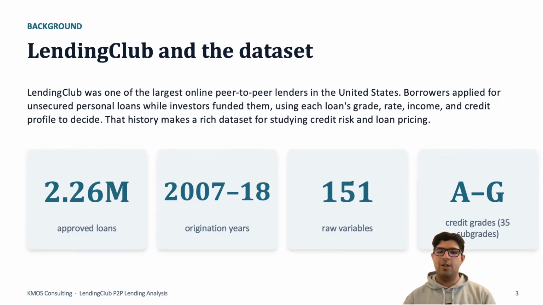The scale here is what makes the analysis possible. We had about 2.26 million approved loans spanning 12 years from 2007 to 2018, and the original file contained 151 variables describing each one. Those loans are sorted into seven credit grades, A to G, and each grade split into five subgrades. So that's 35 in all, from A1 being the safest down to G5 being the riskiest.